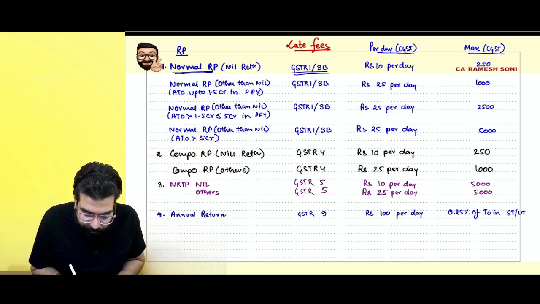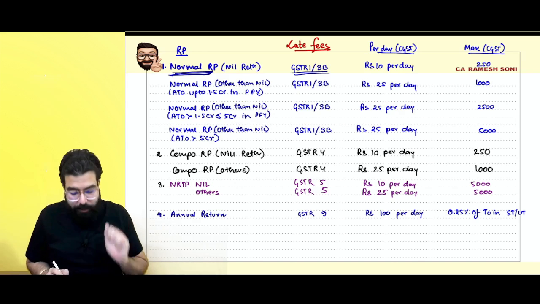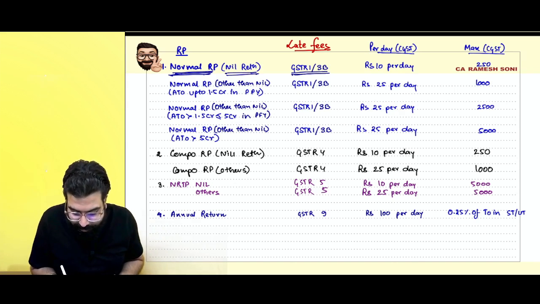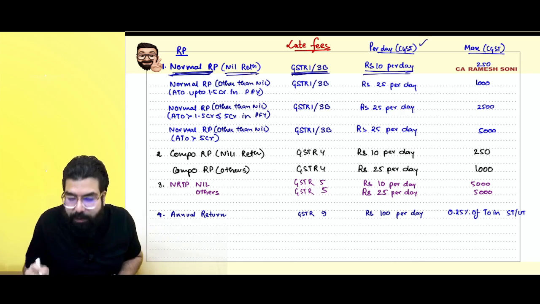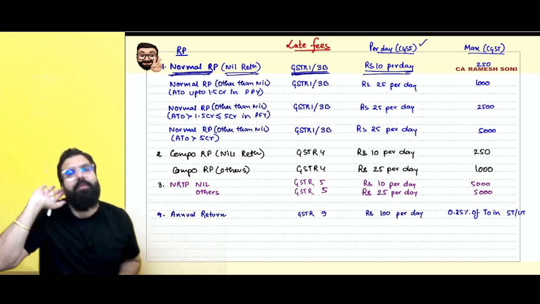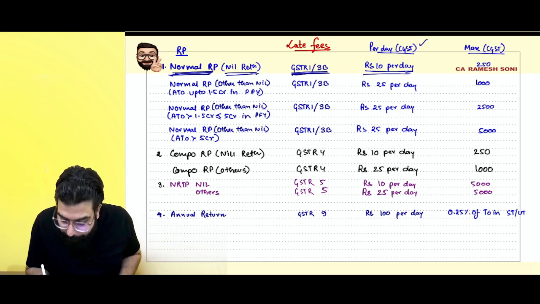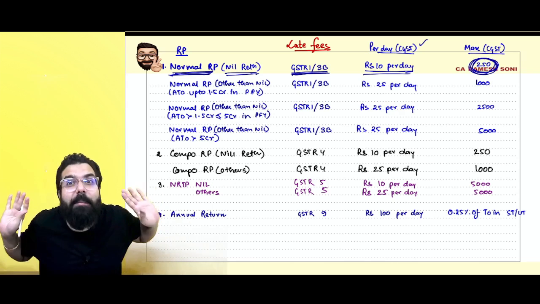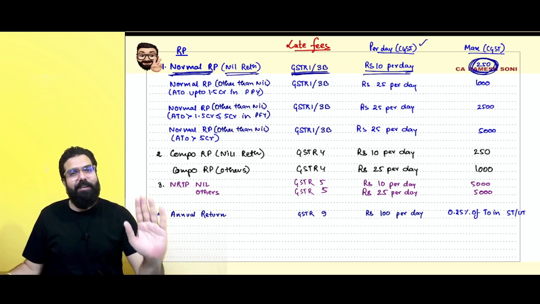Listen to me carefully now. So what they are telling, if you are a normal registered person filing nil return GSTR 3B, the per day late fee was rupees 10 under CGST. I am teaching you CGST, same amount of late fee under SGST. Now, maximum which was 5,000 has now been made how much? 250 rupees. That's all. They have reduced it.